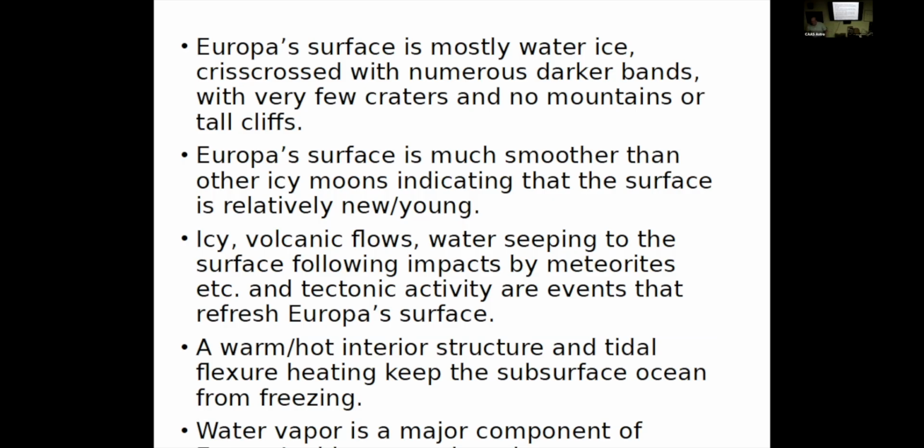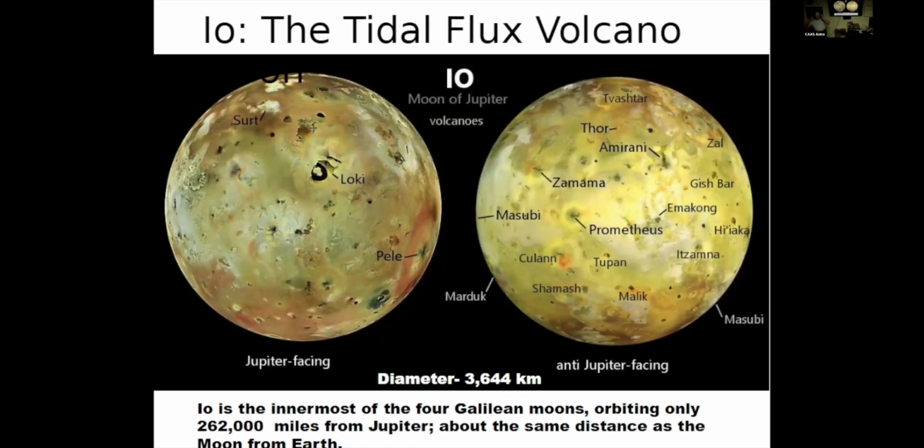All right. So icy volcanic flows, water seeping surfaces, impacts by meteorites, etc. It's a very, very geologically active moon, and probably one of the most active. All right. Except for Io.